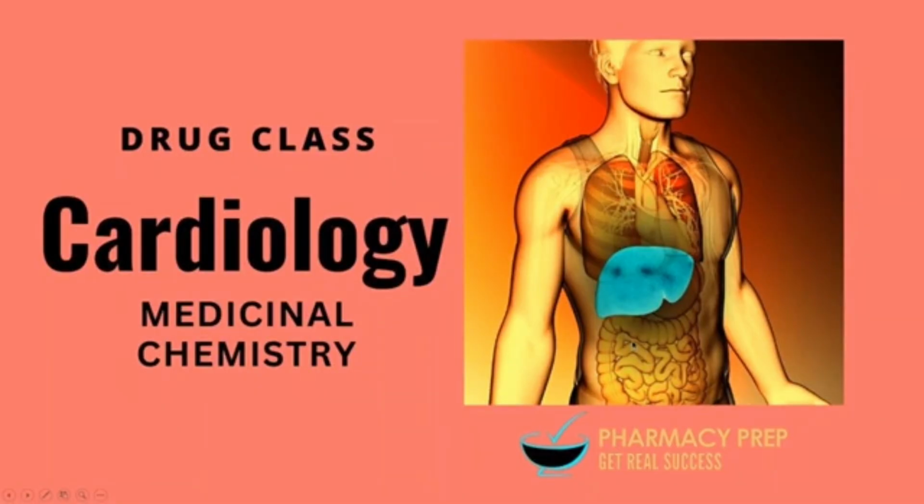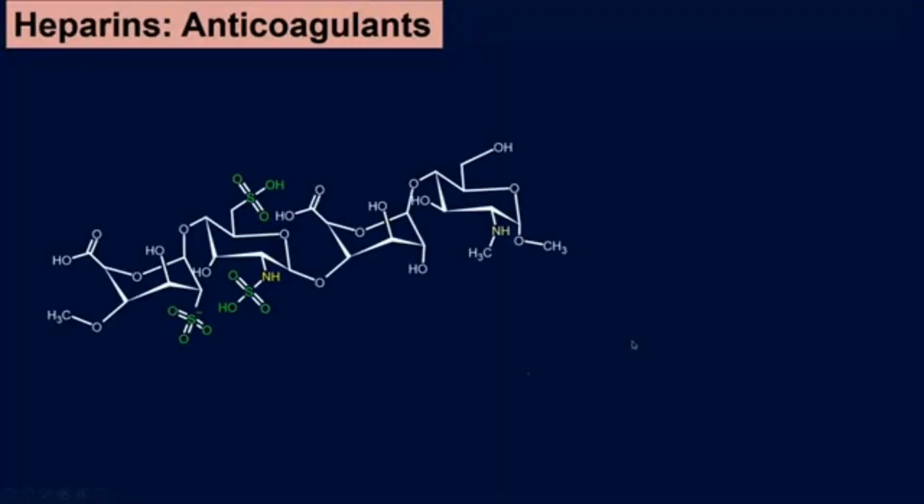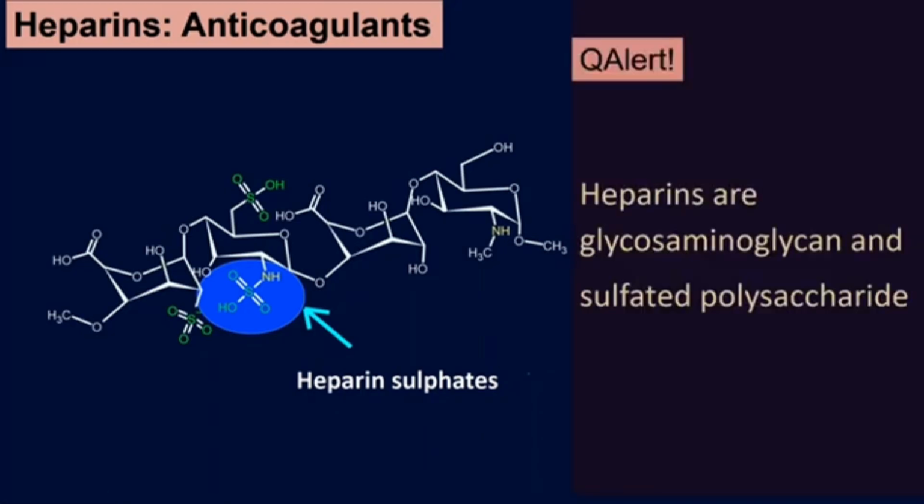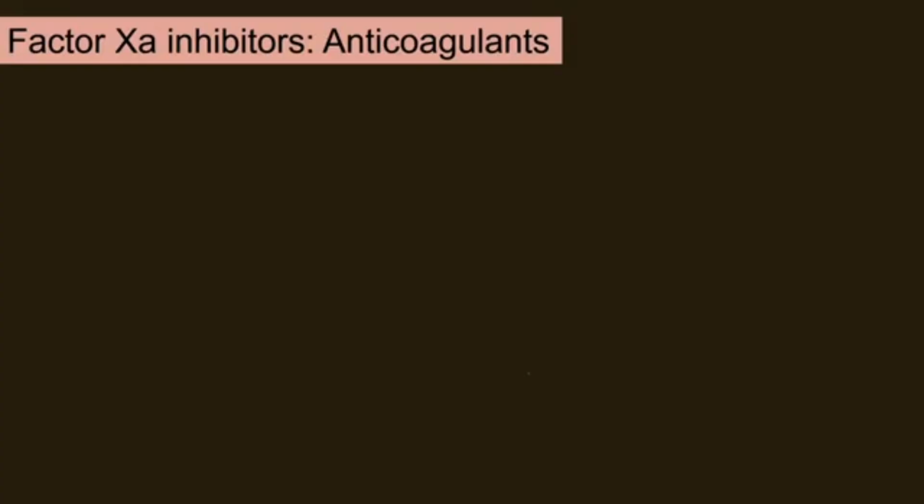The next important class of drugs is the cardiology class of medicinal chemistry. Among them, first let's start with the anticoagulants. Heparin has a very unique structure, which is a mucopolysaccharide containing sulfate. This heparin sulfate makes them more acidic, so these sulfates are unique for heparins. Here is the question for this one: heparins are glycosaminoglycans, sulfated polysaccharides. If you have to say it in one word, it is glycosaminoglycan, sulfated polysaccharides.